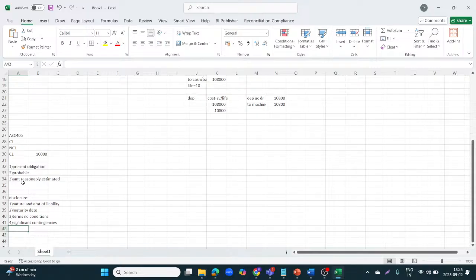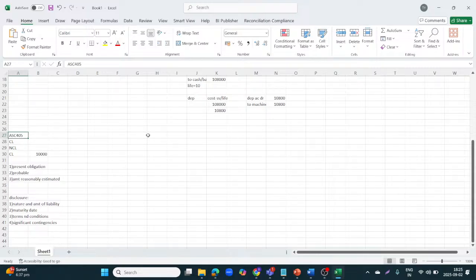So at last we'll conclude accounting standard codification 405, that it covers the accounting and disclosure of liabilities. Here we also covered what current liabilities, non-current liabilities, and contingent liabilities are. We also saw how to recognize liabilities when they are probable and measurable, and what the disclosure requirements are. This builds trust with the stakeholders. So that's all we discussed in accounting standard codification 405.